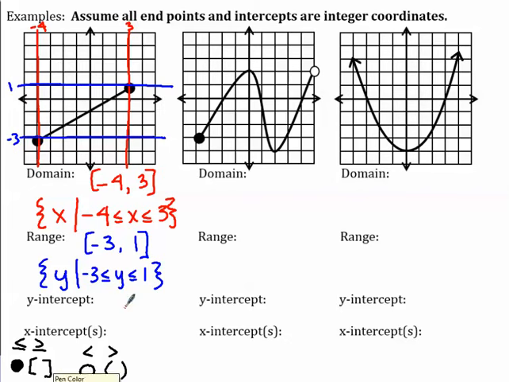Now, for the y-intercepts, this is the point where the graph crosses the y-axis, which is right here. And we're going to write this as an ordered pair. So this is the point (0, -1). And then for the x-intercepts, that's about here. We said we're going to assume that all of the intercepts are integers, so we're going to round that a little bit, and we'll say that it's about (-2, 0).